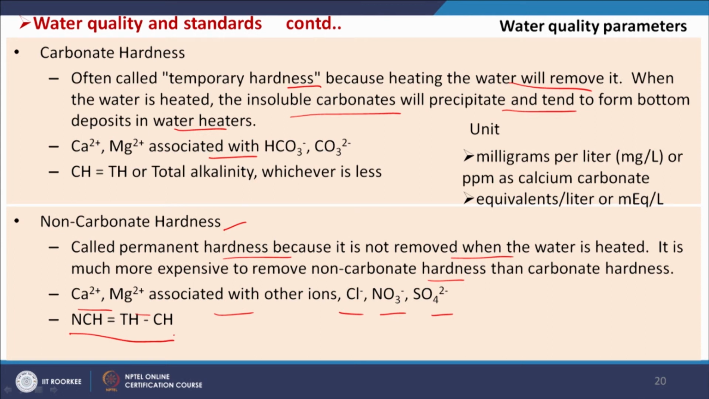So, the calcium and magnesium present in the water may be associated with bicarbonate and carbonate, or may be associated with other anions. When it is associated with carbonate and bicarbonate, we term it carbonate hardness, and in the other case we term it non-carbonate hardness. Non-carbonate hardness is equal to total hardness minus carbonate hardness. Another term we will see is alkalinity. If alkalinity is greater than total hardness, then non-carbonate hardness is equal to 0.